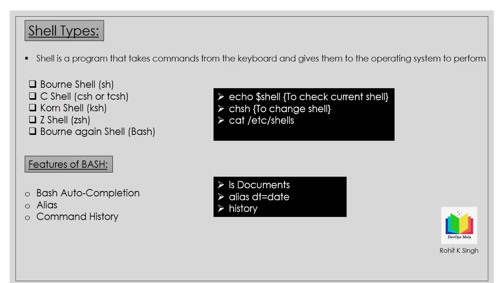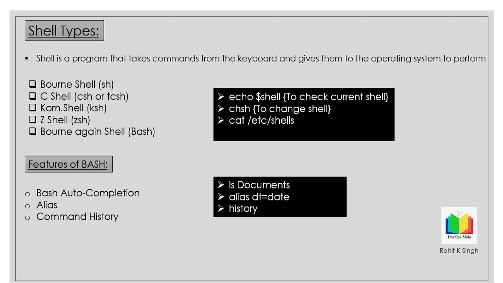So all these shells differ from each other just in their additional features, nothing much. Okay, Korn shell again has multiple features, like built-in arithmetic. You can do mathematics using the shell itself. It has arrays, it can have functions, you can do string manipulation, and many things you can do with this Korn shell.